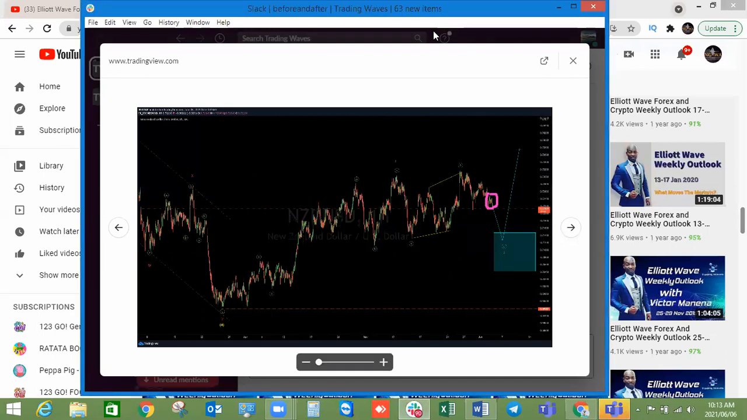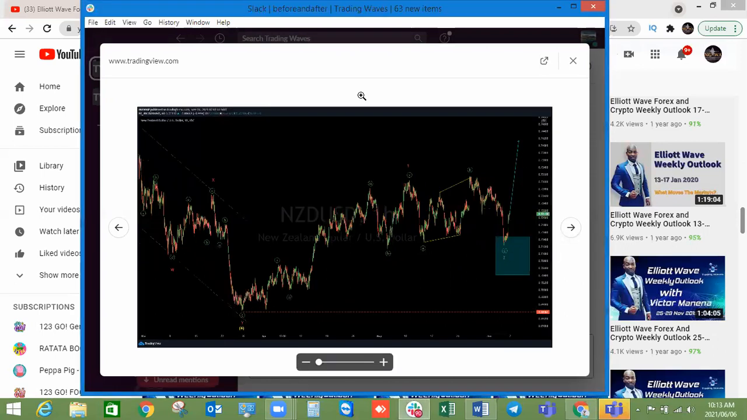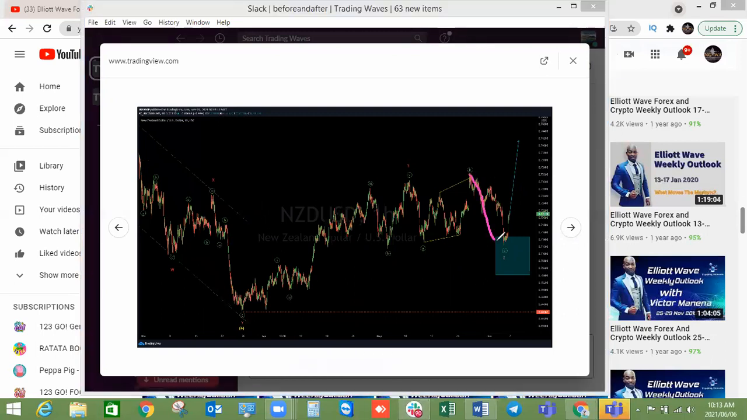Okay, so this is the New Zealand. We're looking for this to come into the blue box and push to the upside. Let's see how the NFP plays out here. We get into the blue box, we reverse. Now, what is the expectation? We're expecting now continuation to the upside.